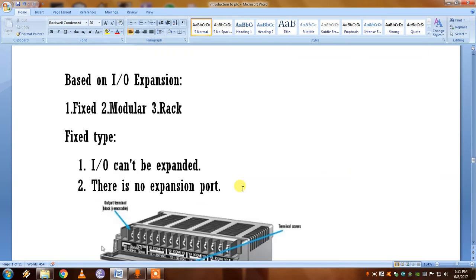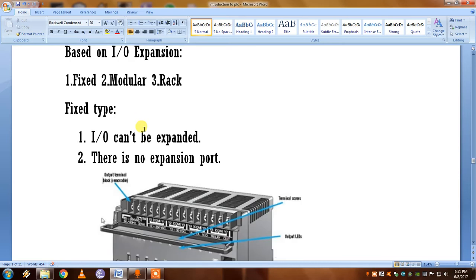Then based on IO expansion, there are three types of PLC: fixed, modular, and rack. In a fixed type PLC, the IO cannot be expanded.